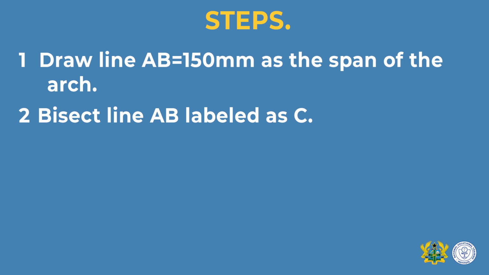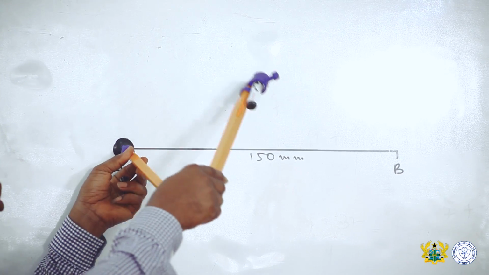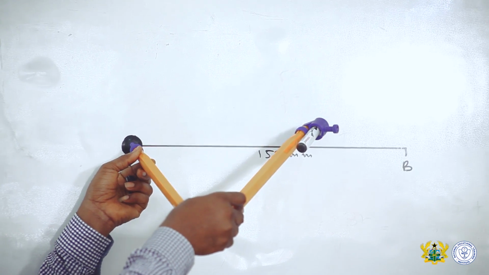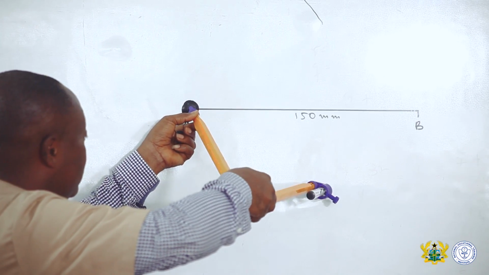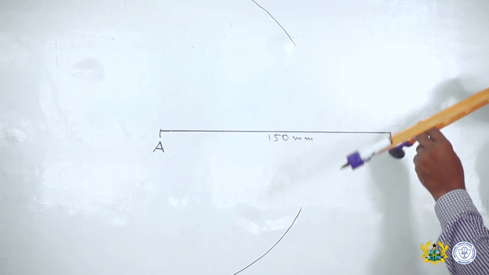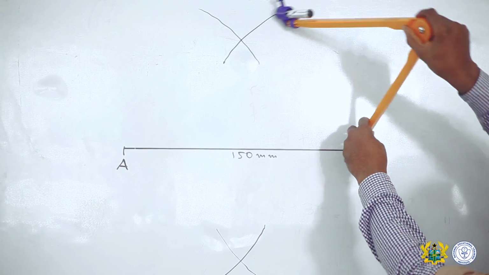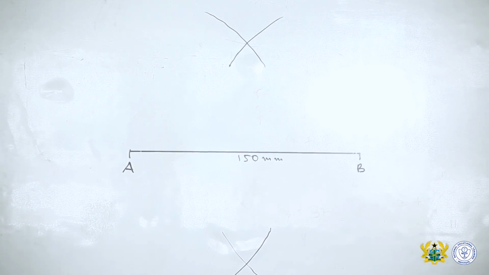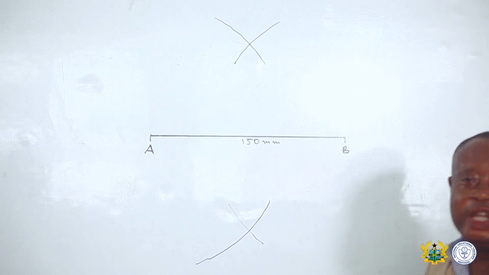To bisect a line means we divide that line into 2 equal parts. So to bisect a line, you step on point A, then you open your compass more than half of your line AB. Then you strike an arc. The same thing is done at B. Then you strike another arc. Where the 2 arcs meet will take us to point 3.